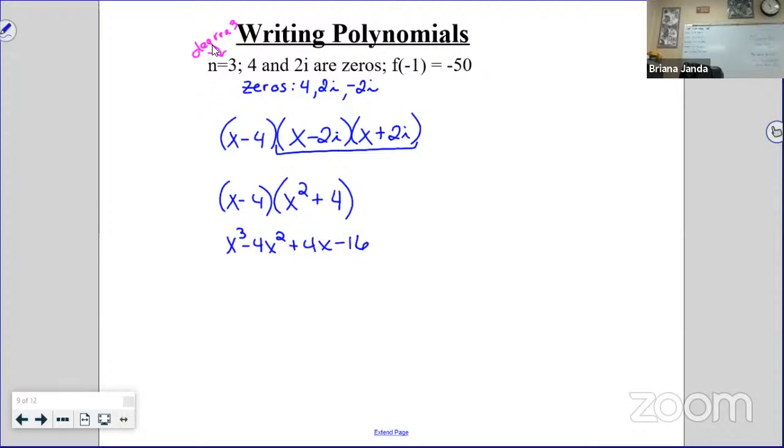Okay. And then we make this specific to what they gave us. So now I'm going to have some constant multiplier a sub n out front. Plug in -1 and set it equal to -50.